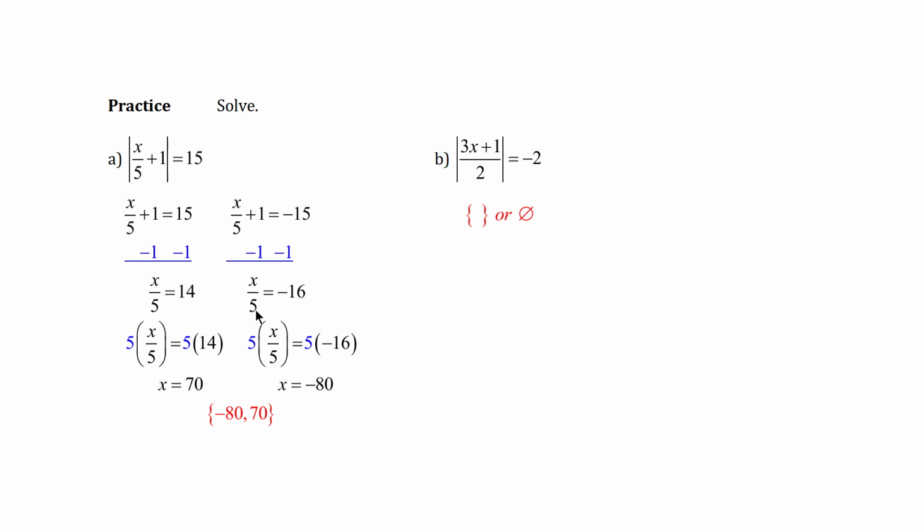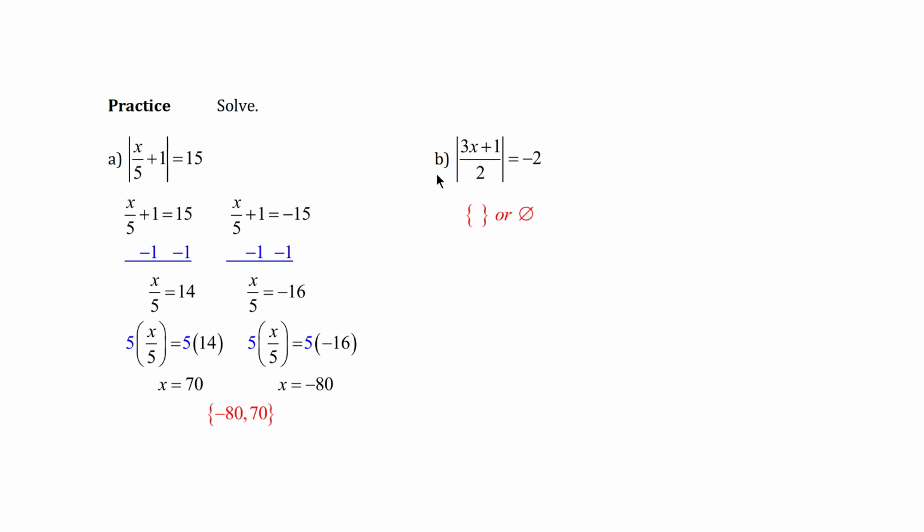Next, we get rid of the 5 on the denominator by multiplying both sides of the equation by 5. We get 5 times x over 5 equals 5 times negative 16. Simplifying the left-hand side, the 5's cancel out and we get an x. On the right-hand side, 5 times negative 16 is negative 80. The result is x equals negative 80. Our final solution we write with curly brackets, and inside the curly brackets we have negative 80, comma 70.